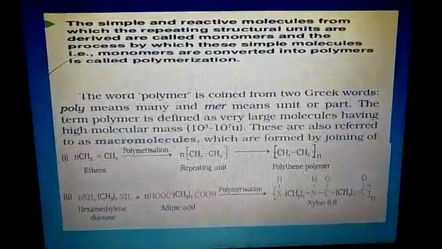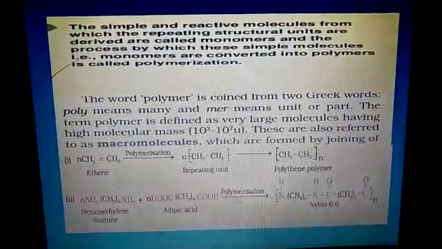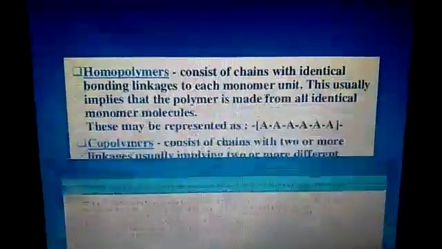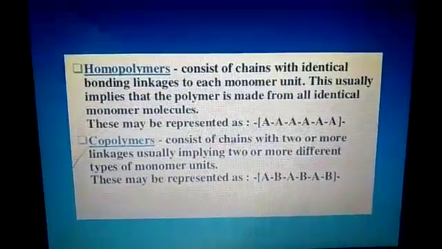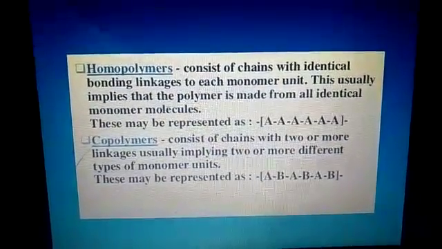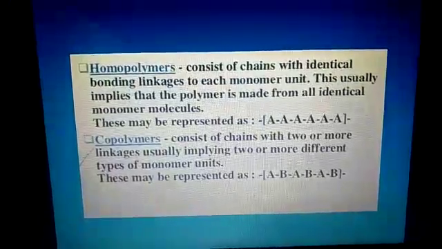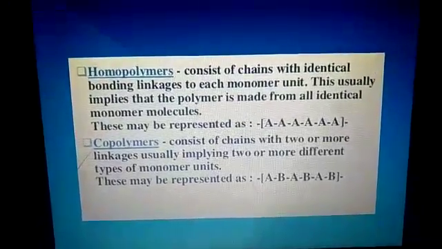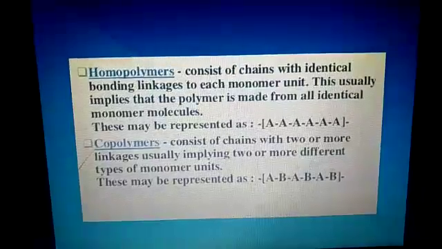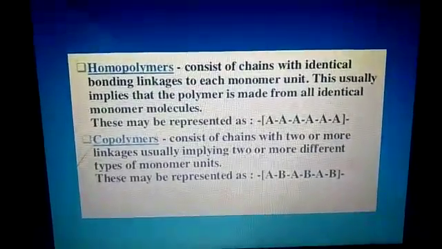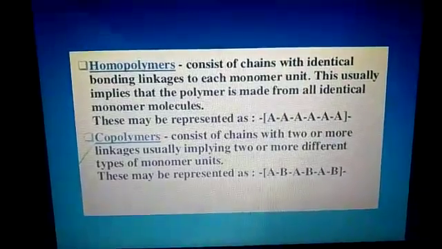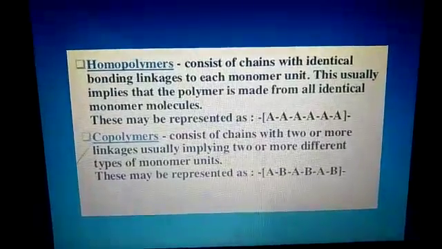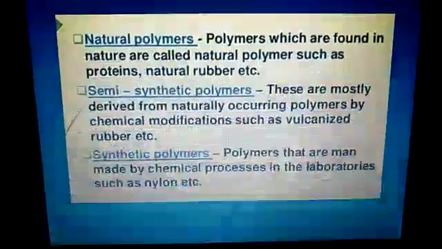Depending upon the nature of the repeating structural units, polymers are divided into two categories: homopolymer and copolymer. In homopolymers, the repeating structural units are derived from only one type of monomer unit. Example, ethene on polymerization forms polyethene. While in a copolymer, the repeating structural units are derived from two or more types of monomer unit.